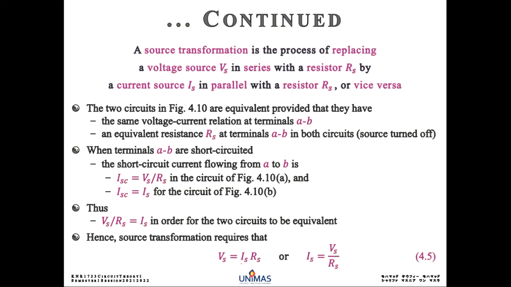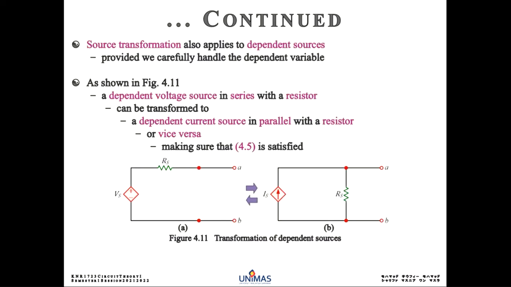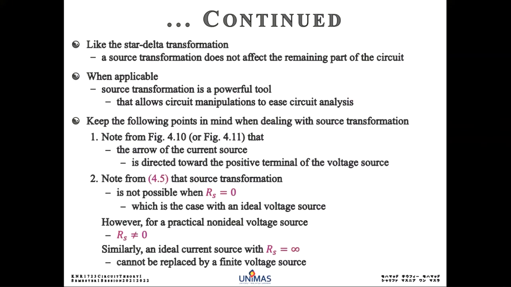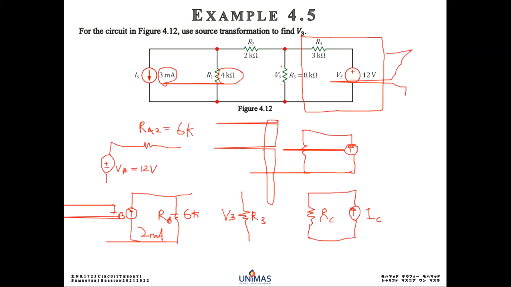Kalau you nak transfer daripada current source kepada voltage source, it is IS RS. Very simple Ohm's law equation. V is equal to IR, R is equal to V over I. Just transform it like that, the resistor will remain the same. So you can see that over there, RC is equal to R4 and IC is equal to VS divided by R4. So 12 divided by 3, 4 kilo ohm.